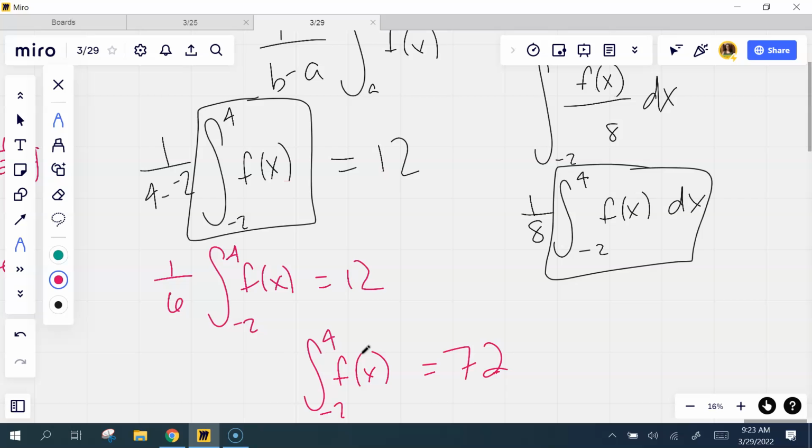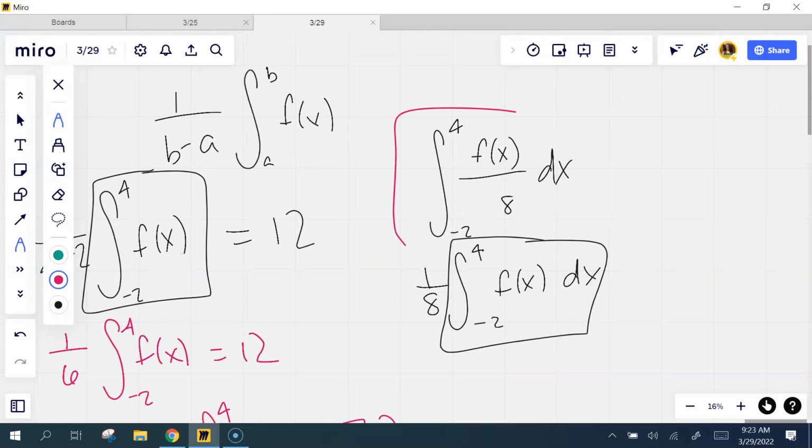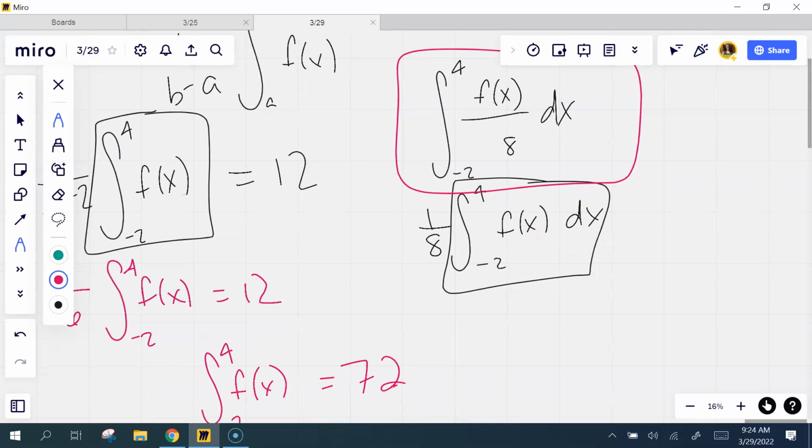They asked me to find this. I could just pull 1/8 out. Every single value we talked about is on here for now. Wait, so divide 72 by 8? Yes. So that's it? Yes. So this is 1/8 times, and this is 72.